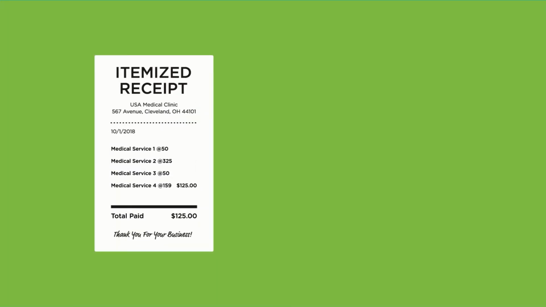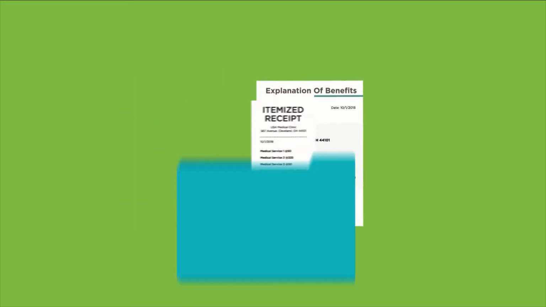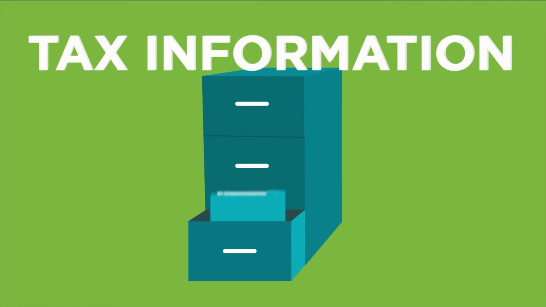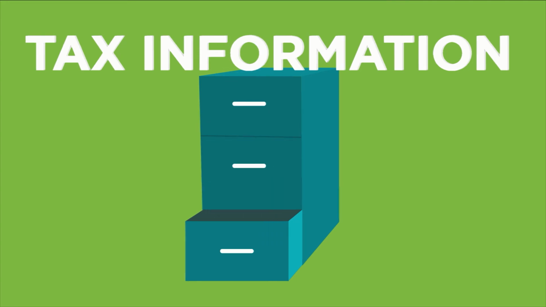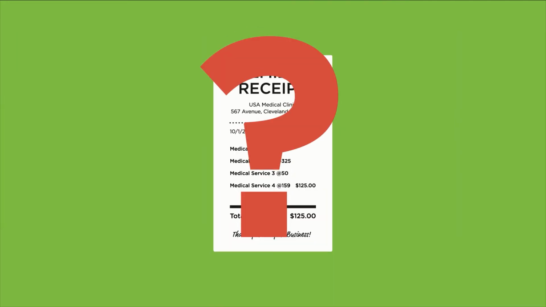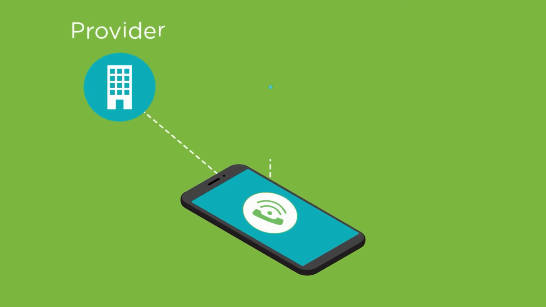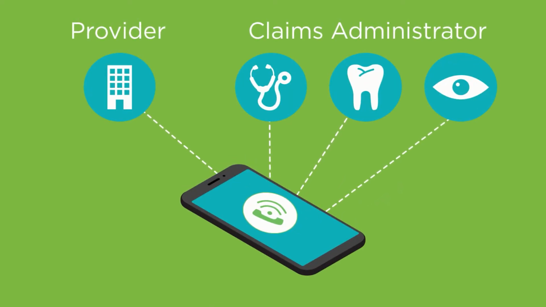Save your receipts and explanation of benefits. Storing them with your tax information is a great way to locate them if needed. If you have lost the receipt, call your provider or your medical, dental, or vision claims administrator.